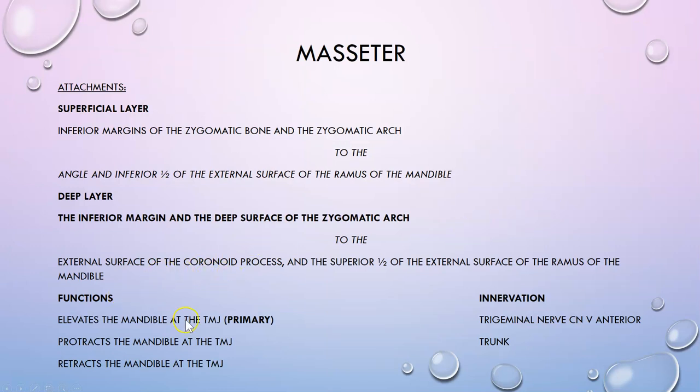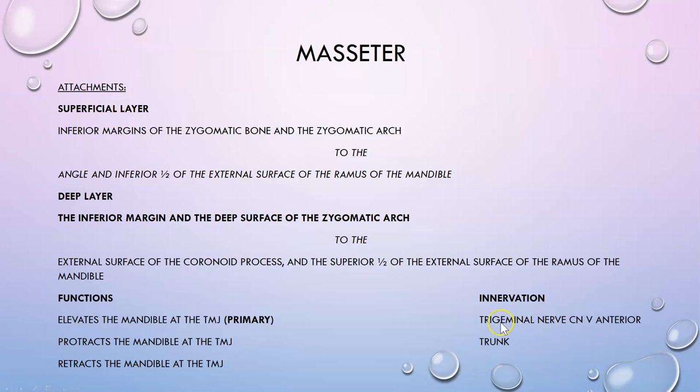Its function is to elevate the mandible at the TMJ. That is the temporomandibular joint. That is its primary function. So it is a major closer of the mouth, which is elevation. It also provides protraction, pulling the mandible forward, and retraction, which is pulling the mandible back.